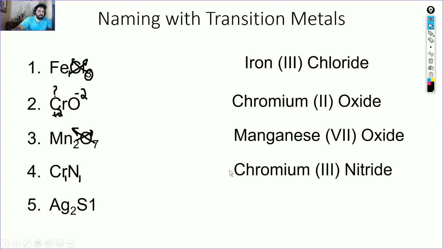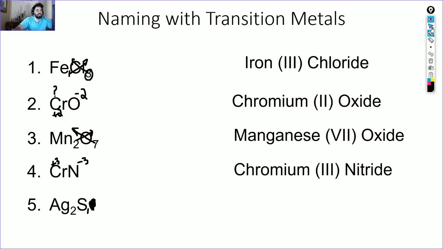So we know the reverse crisscross method doesn't work, right? So you would have to rely on the other method. Knowing that nitrogen has a negative 3 charge, chromium should have a positive 3 charge to cancel that out. So it's chromium 3 nitride. And then the next one, there's a mistake here. Right, there should be a subscript 1 here. I'm sorry if that confused some of you guys. Now pause the video and try it again if it's a mistake.